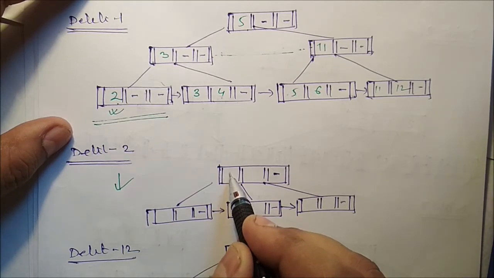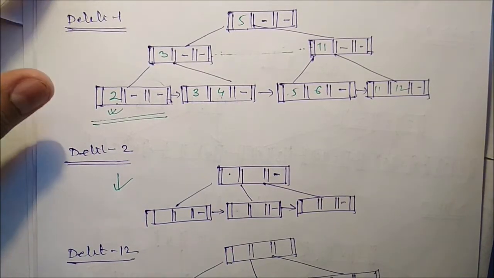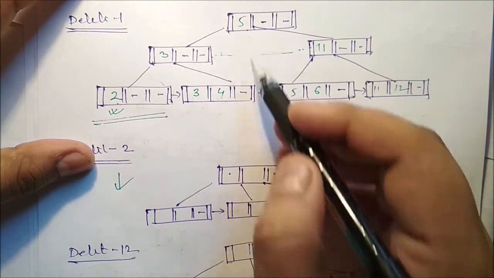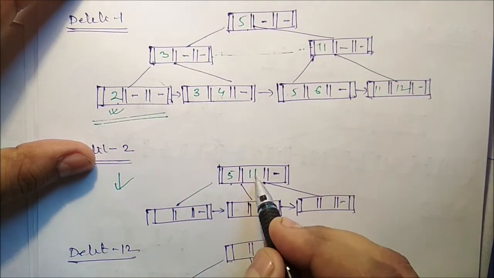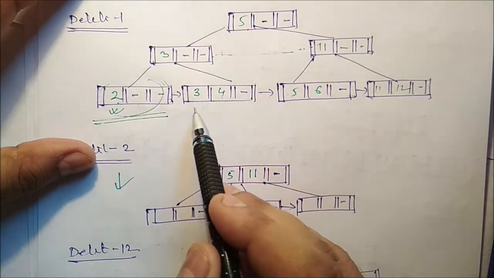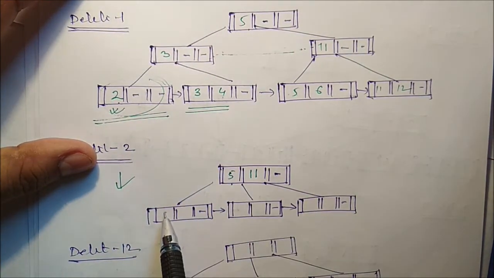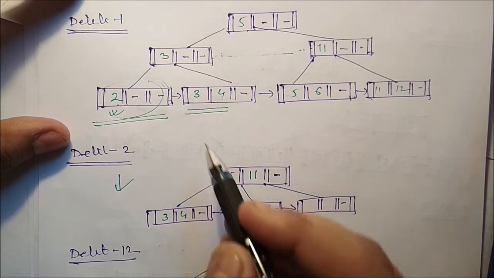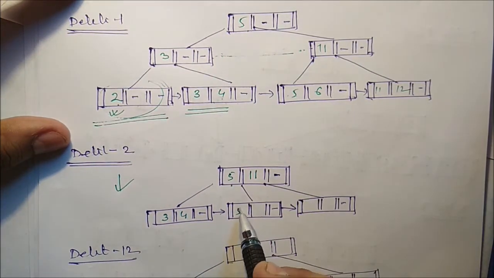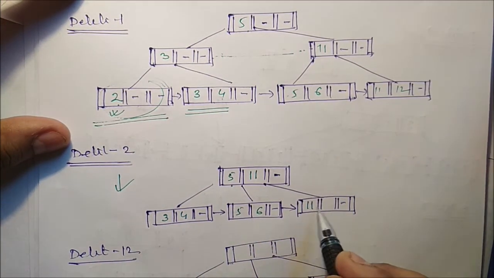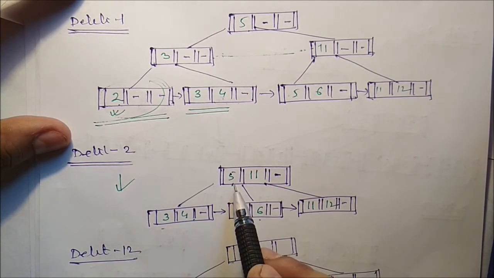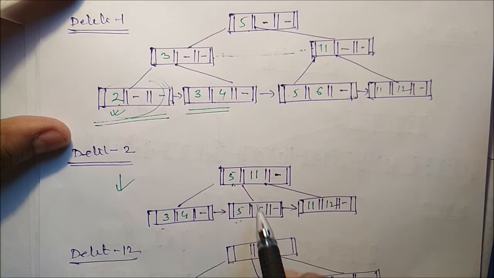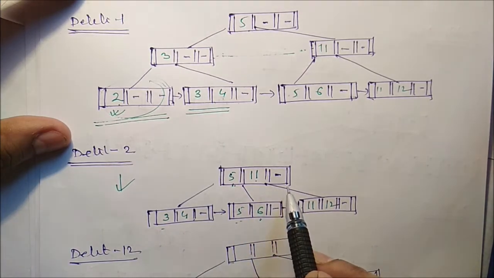So what can we do here? Here 5 is this one, 11 is this one. Now we have to remove this particular node. So remaining is 3 and 4. So we put 3 and 4. Next is 5 and 6, and 11 and 12. So 3 and 4 are less than 5, 5 and 6 are greater than or equal to 5, 5 and 6 are less than 11, and 11, 12 are greater than or equal to 11.